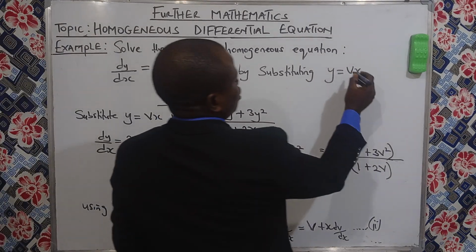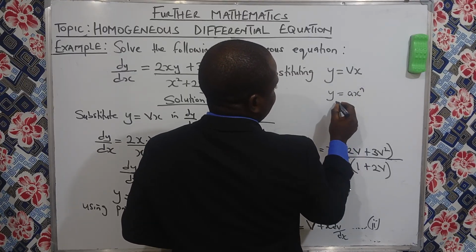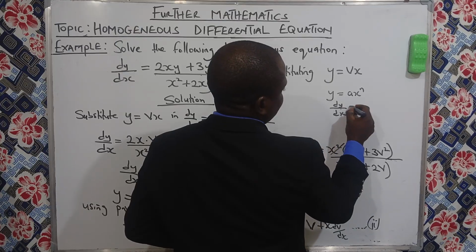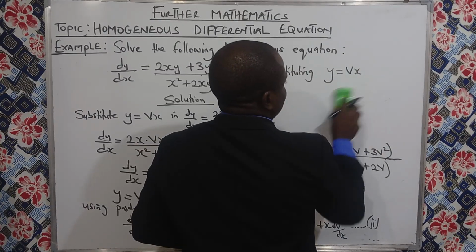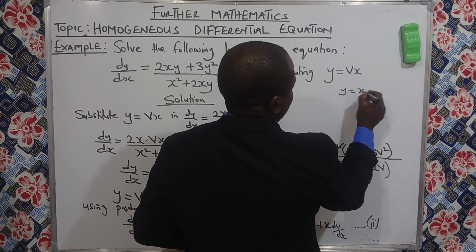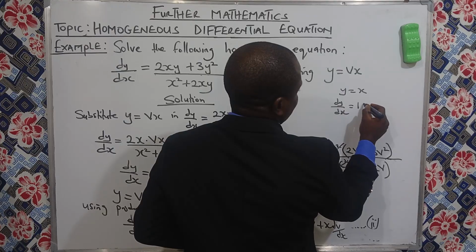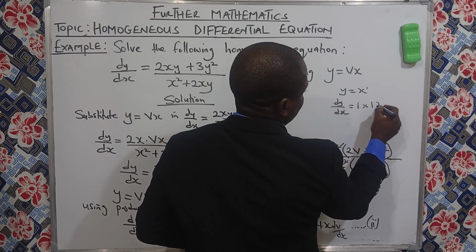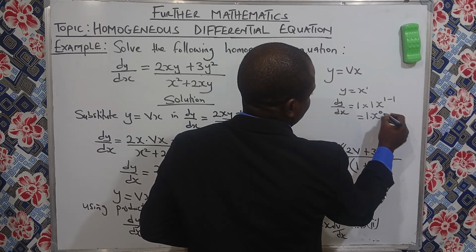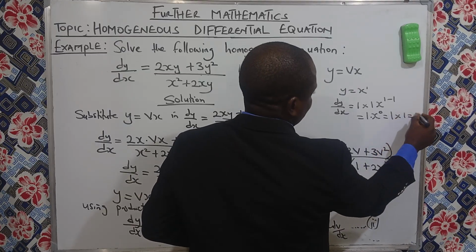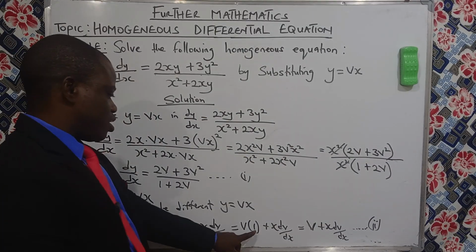Let me show you. You have y equals a x raised to power n. Let's differentiate: dy over dx equals a times n times x raised to power n minus 1. Now let's have y equals x, dy over dx equals 1, there's 1 here, times the power, there's 1 there, times x raised to power 1 minus 1, which is x raised to power 0, and x raised to 0 is 1, 1 times 1 equals 1. That's how we got 1 here.